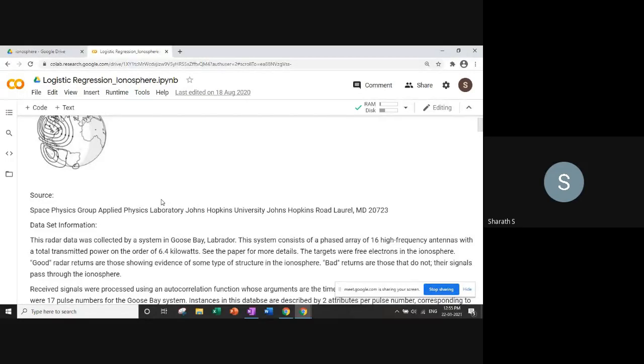I hope this example is relevant to your domain. Many of you would be working on communications and radars and so on. This is how you make practical use of machine learning in your domain.